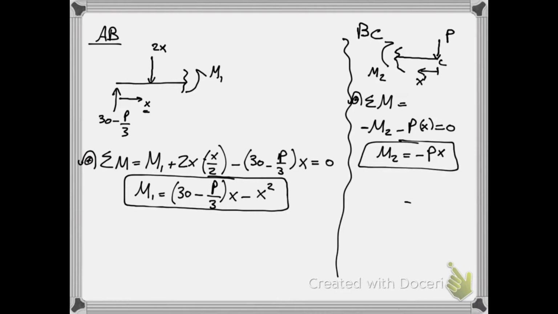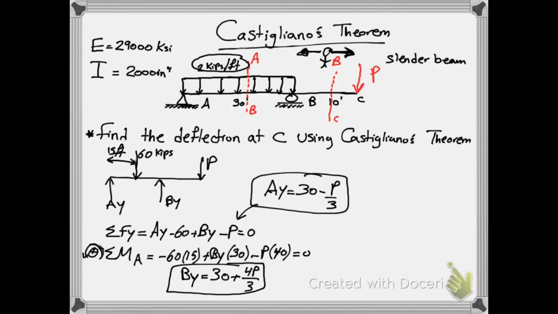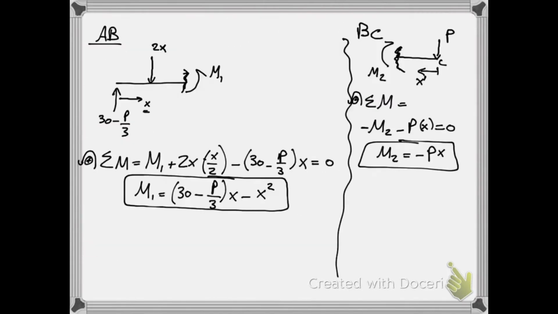Okay, now once we found our moments, one thing to remember, we did not include the shear force at the section cut. No shear force, because the problem stated that it's a slender beam, so you can neglect the shear force. So here's our M1, here's our M2.